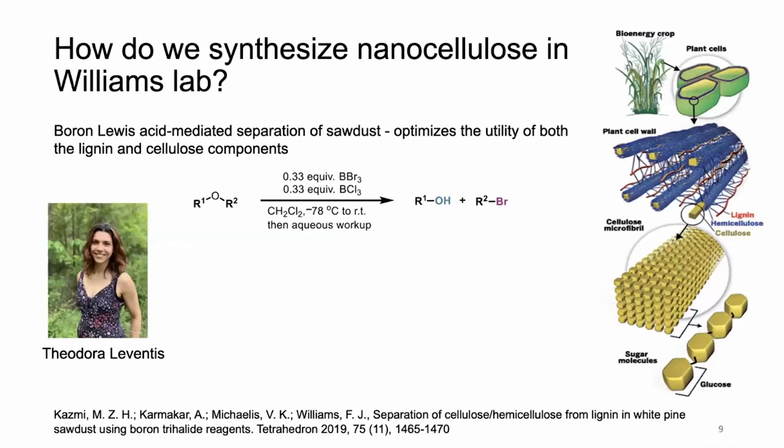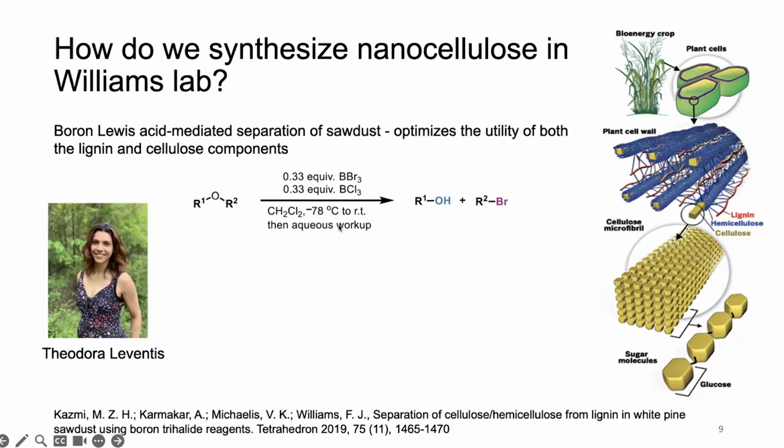Hereafter, I will explain what we do in our lab. We synthesize nanocellulose from sawdust. We get sawdust, which is lignocellulose, from white pine or beechwood, and then we treat this sawdust with a boron Lewis acid mediated reaction with equimolar BBr3 and BCl3 to get nanocellulose.